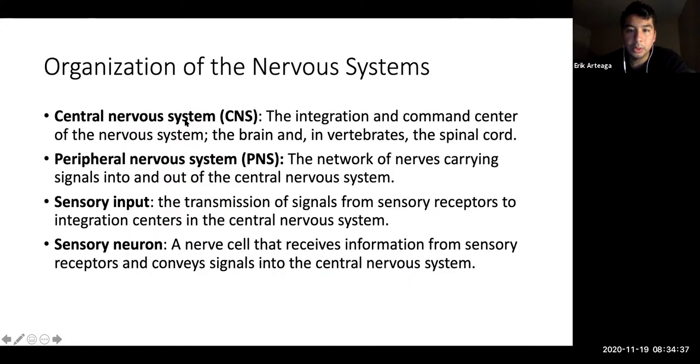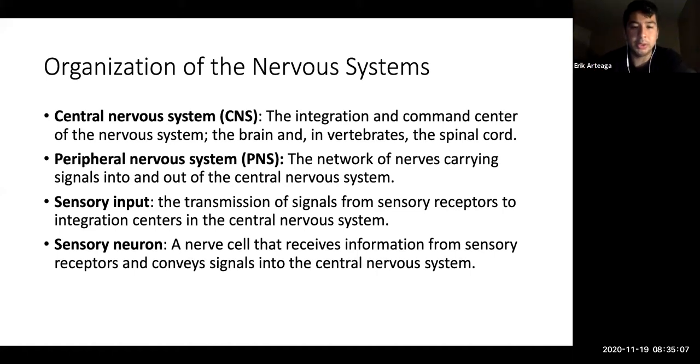All right. So central nervous system, so CNS, the integration and command center of the nervous system, the brain, and in vertebrates, the spinal cord. Okay, so brain and spinal cord make up the CNS, right? Peripheral nervous system is a network of nerves carrying signals into and out of the central nervous system, right? So these are all those nerves that are coming out of the foramen in the spinal cord. They are located outside of the central nervous system, okay?